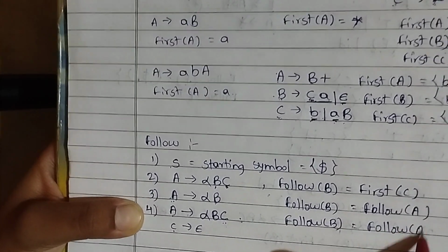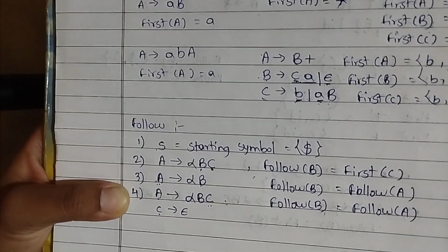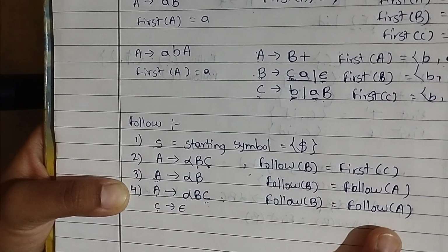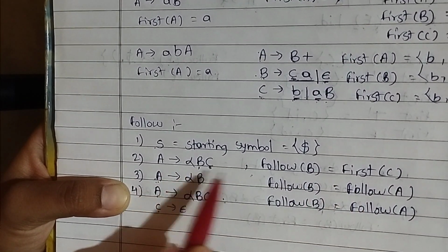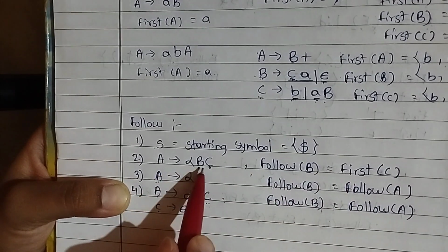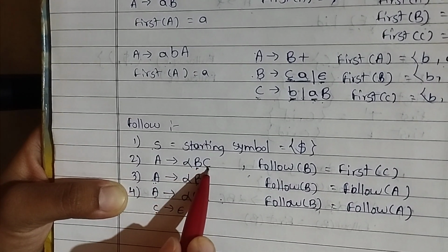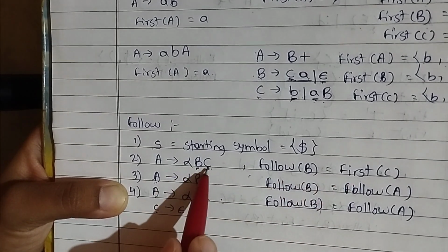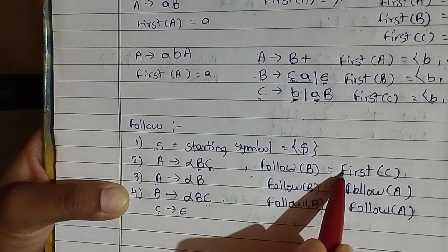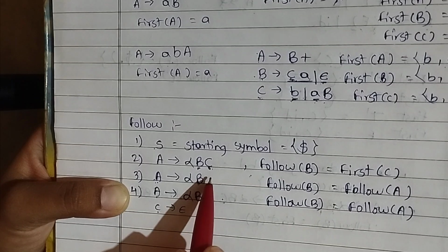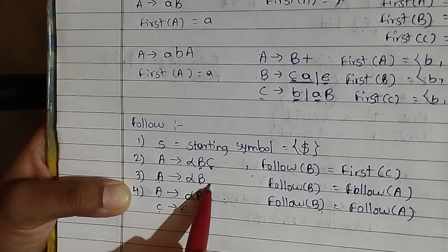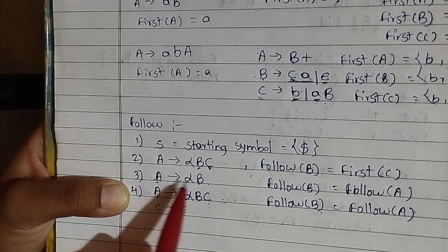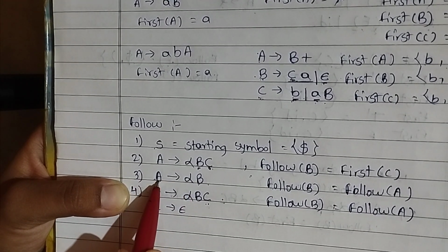So I hope you get the idea of how we find the first and the follow. We find the first if the non-terminal is followed by non-terminals, meaning a capital letter followed by a capital letter, then we find the first of that capital letter. Else if the symbol is followed by null, then we find the follow of that grammar, meaning A reads B, so that's why we find the follow of A.